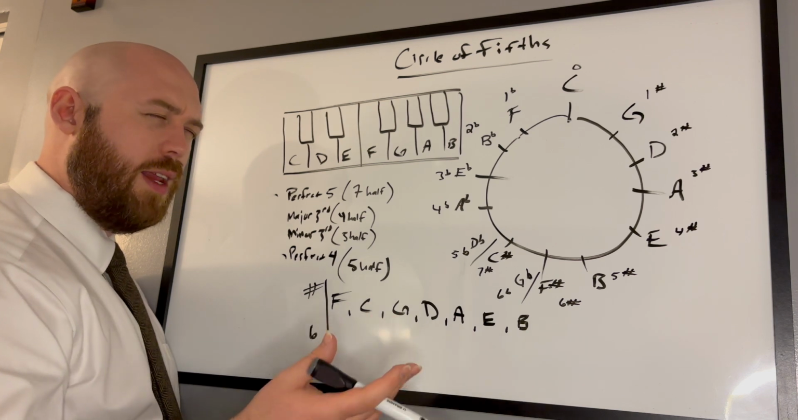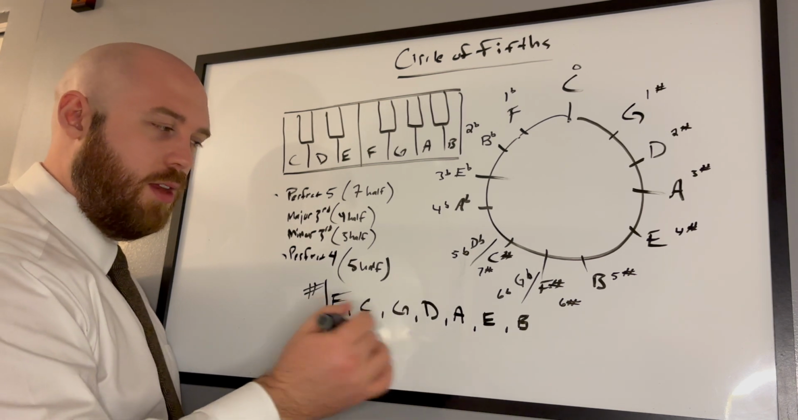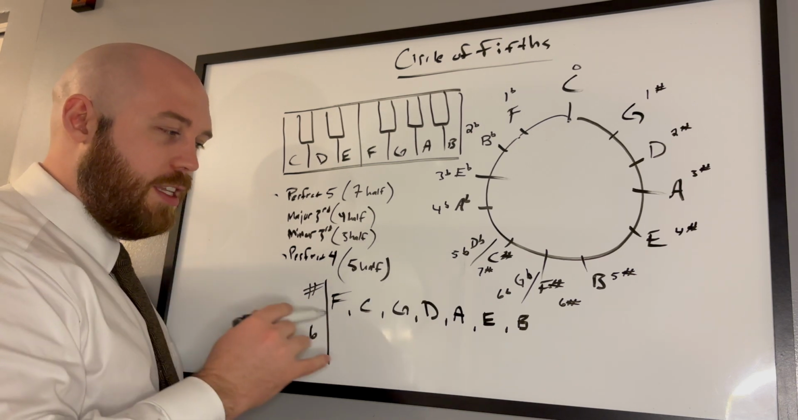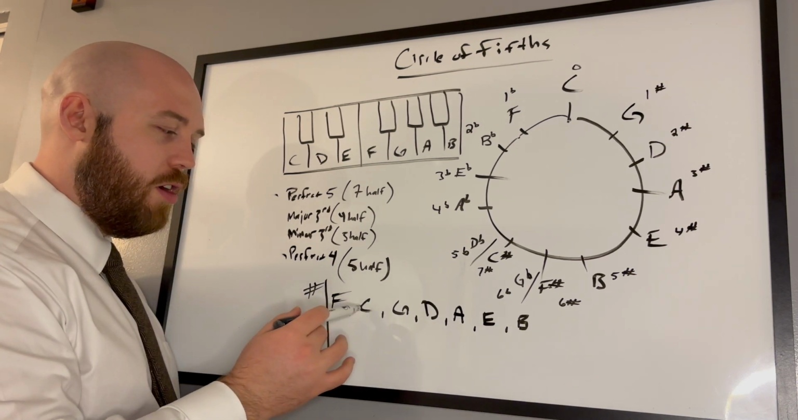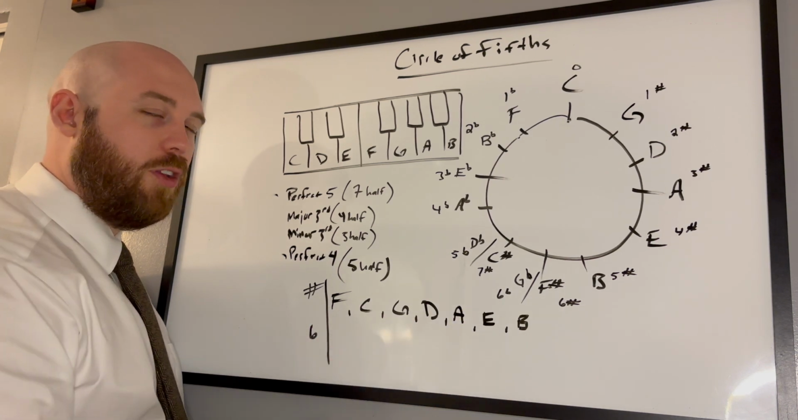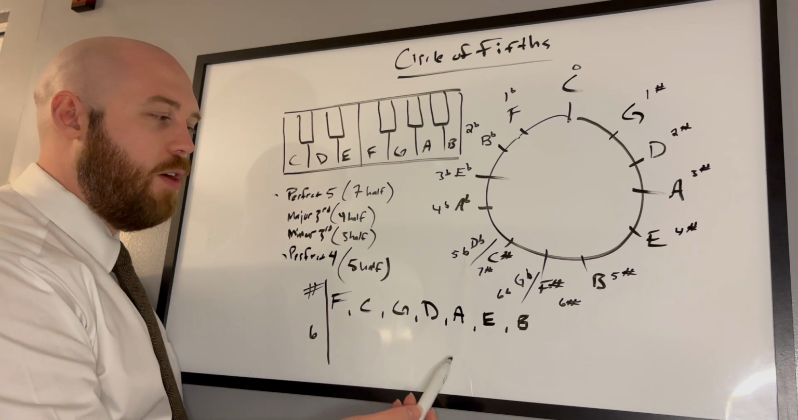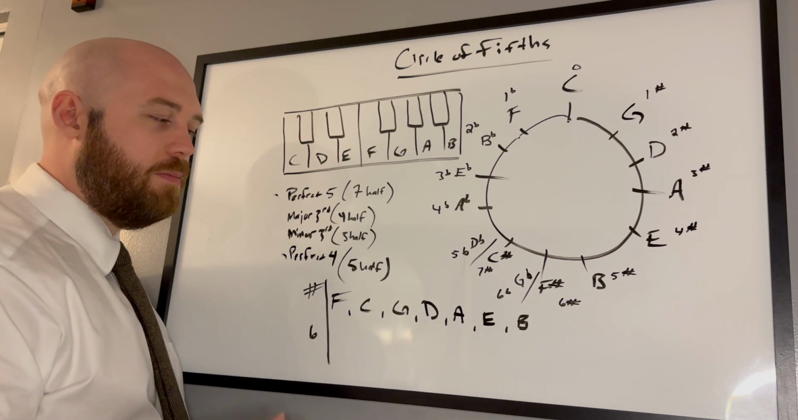So if you know you're in a key with 4 sharps, these are the 4: F, C, G, D, okay? An easy way to remember this: Father Charles goes down and ends battle, okay? Father Charles goes down and ends battle.